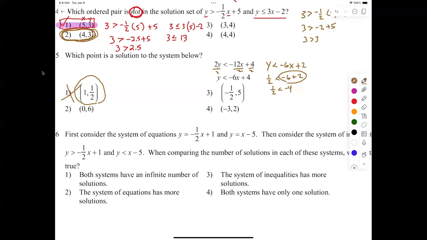Good for you, Leah. What? Where did the 1 go? I plugged 1 in for X, kiddo. You see it? All right.